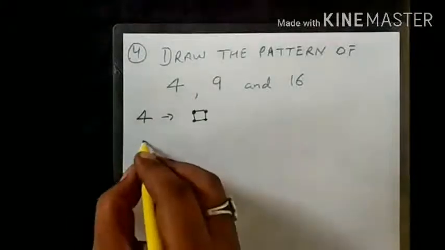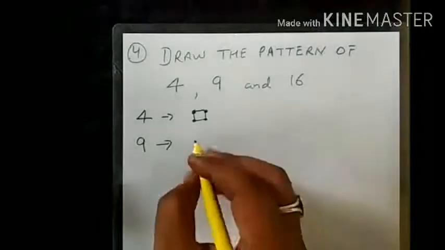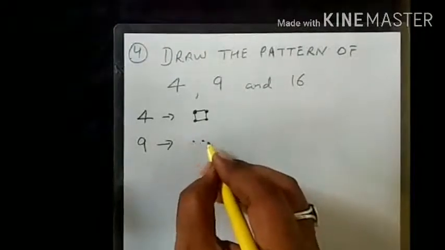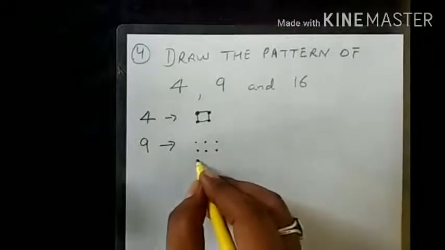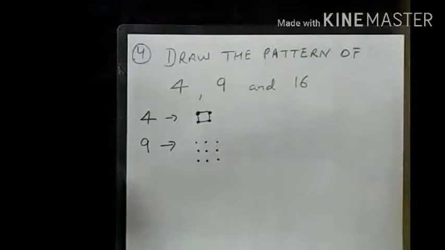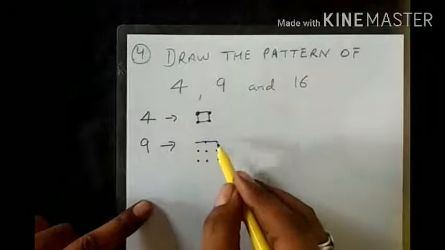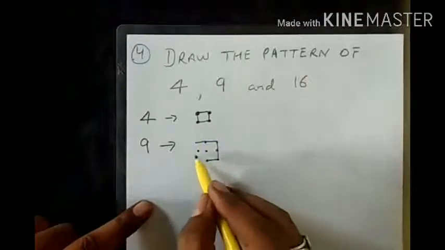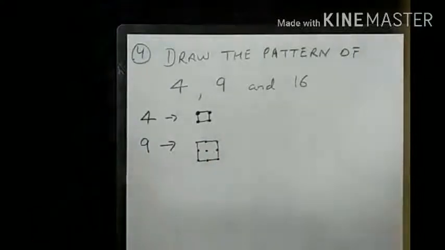Now after that, 9. For 9 I will try 1, 2, 3 dots, then 1, 2, 3 again, then 1, 2, 3 again. Now again, what type of figure is this? You can see it has the same length and same breadth, so it is also a square. Let us try, is there any other pattern possible for 9?